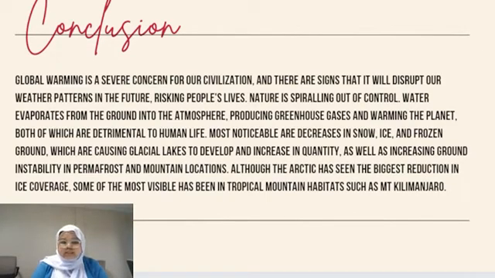Although the Arctic has seen the biggest reduction in ice coverage, some of the most visible has been in tropical mountain habitats such as Kilimanjaro. To summarize the problem of global warming, we can say that all of the country's politicians should work together to find a solution so that the climatic conditions become suitable. And for this, they should use all of their energies and create their economic conditions to create excellent climatic conditions, and thus the problem of global warming can be gradually solved.